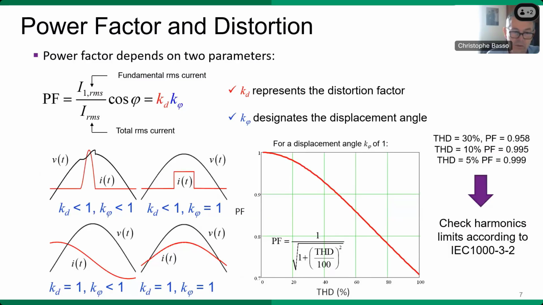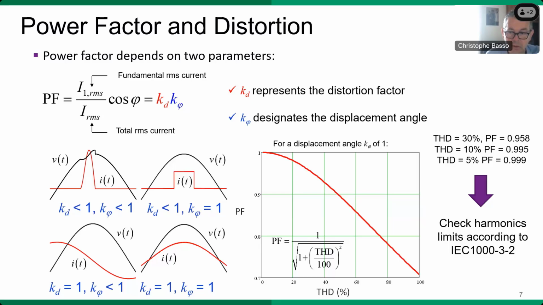This is also a classic where you see different wave shape. And after a few lines of algebra, the power factor can be expressed by the product of two parameters. We call them KD, the distortion factor, and K phi, which is the displacement angle. So if we assume a sinusoidal source, when the current is also sinusoidal, but phase shifted by an angle phi, the power factor is equal to cos phi. This is the classical formula you see with pure sinusoidal waveforms.